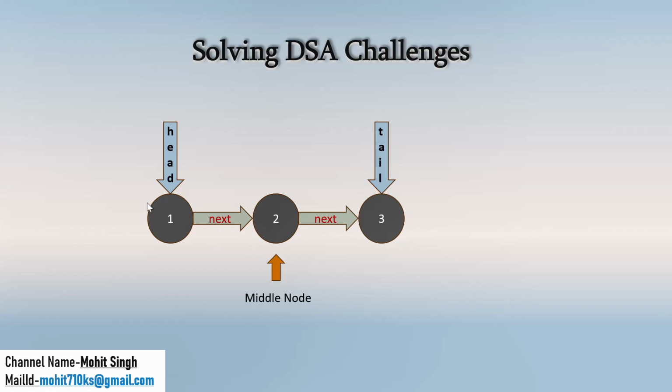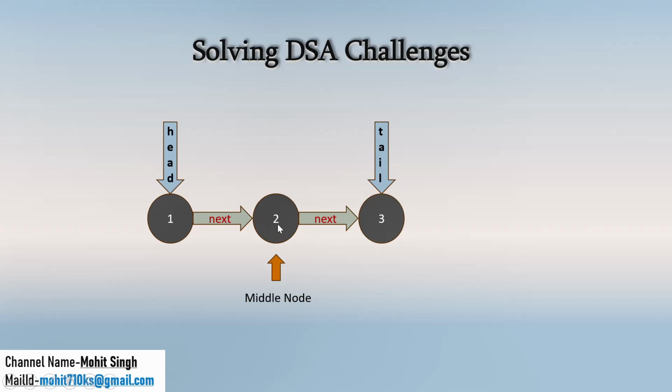In a linked list, you will see a couple more attributes, like this pointer pointing to the first node, which is called head, and this pointer pointing to the last node, which is called tail. So head will point to the first node, and tail is basically a pointer which will point to the last node. In this example, we have a total of three nodes, so of course the middle node will be this one, the node with value 2. According to this problem statement, we have to find this middle node.